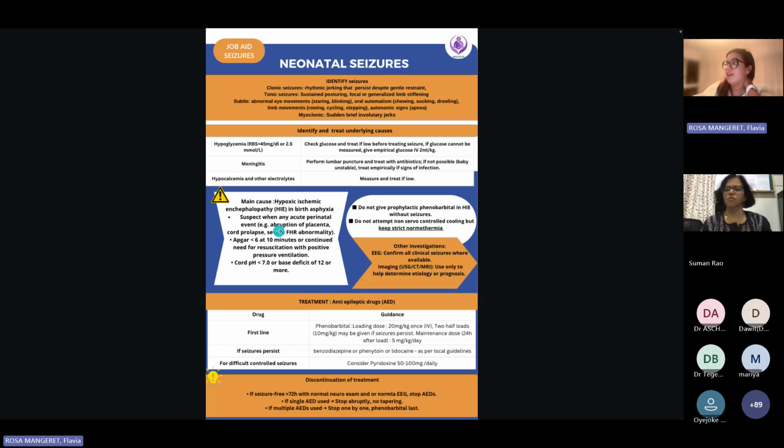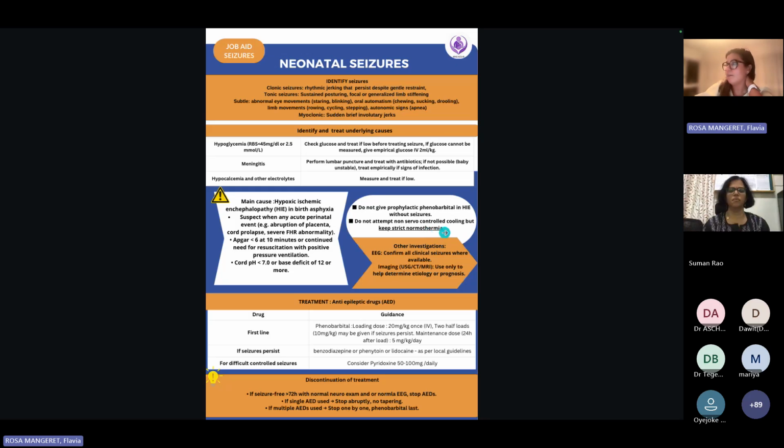So a baby with HIE is at high risk for seizures. This is just to flag that. Do not give prophylactic phenobarbital in HIE without seizures. Do not attempt non-servo controlled cooling, but keep strict normothermia. In these babies, we know that non-servo controlled cooling is harmful, and hyperthermia is also harmful. So basically normothermia is what can be done whenever servo-controlled cooling cannot be done.